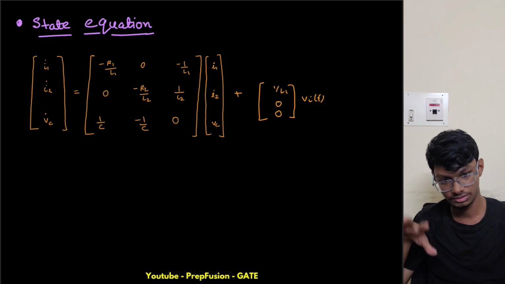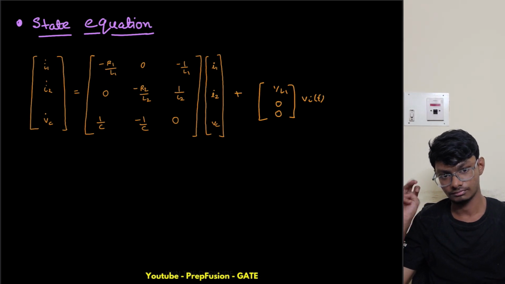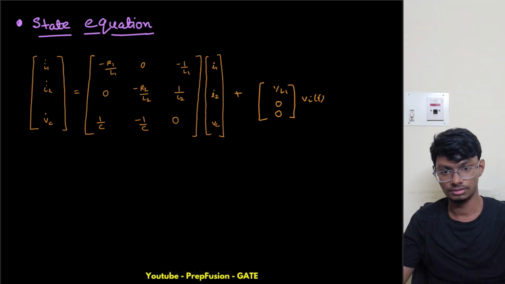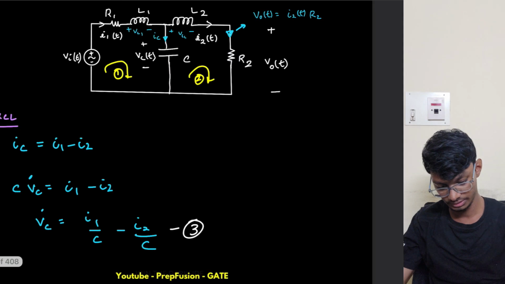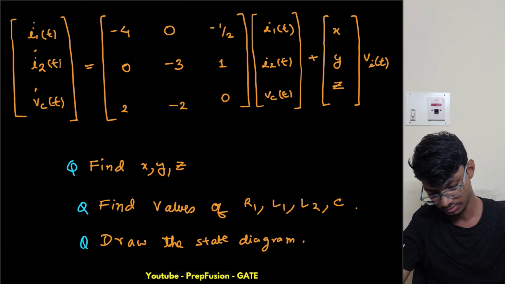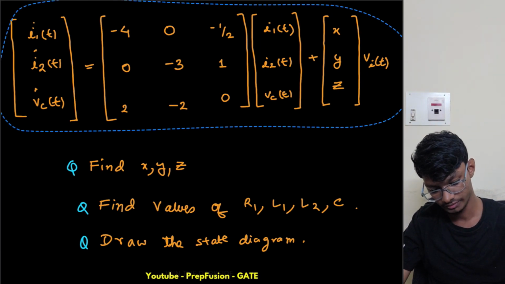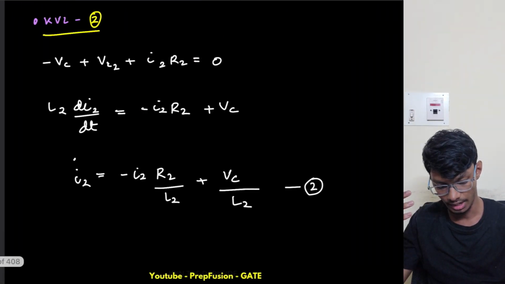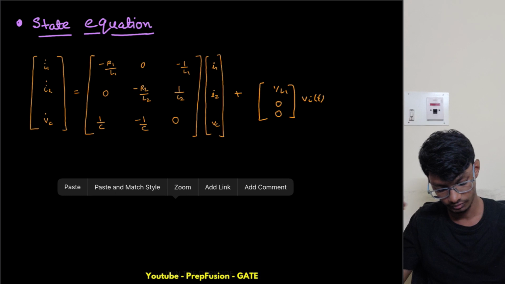So this is our state equation. Yeah. So now let me compare this with this equation. Let me copy and paste this one. I also find the xyz. So xyz is easy, right? X is 1 by L1 only, and yz are 0 only.